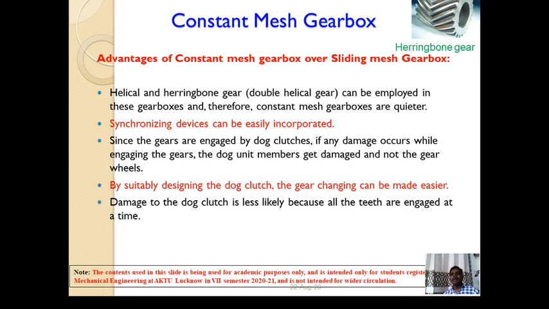By suitably designing the dog sleeve or dog clutch, the gear changing can be made easier. Damage to the dog clutch is less likely because all the teeth are engaged at a time. So these are the benefits of the constant mesh gearbox over the sliding mesh gearbox.